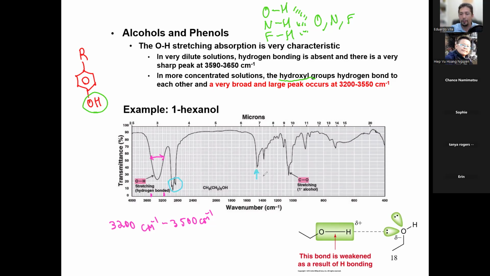What about this right here? Oh, well, what's that? I don't know. That could be some sort of bend, some sort of stretch, not really important. It's at 1500. A lot of things are at 1500. We can't really say what it is. I'm sure there's something, but if we know that it's hexanol, all we know is that we have one OH and six carbon hydrogens. So we don't really need that information.